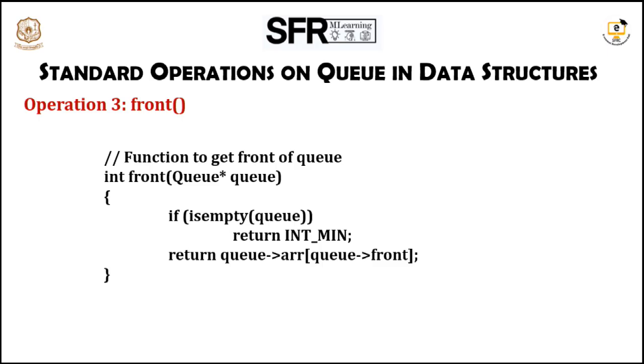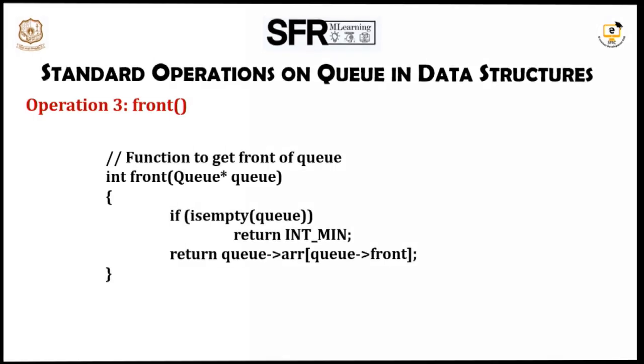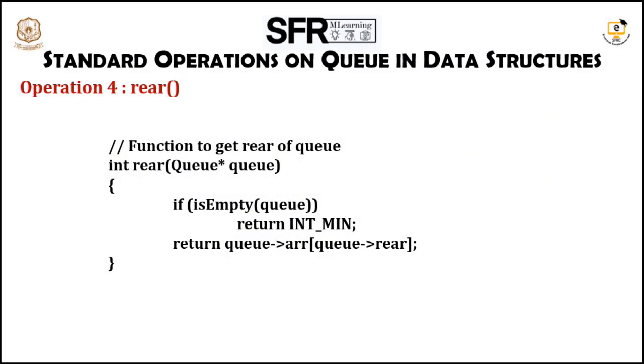Now let us see the front operation. The front operation is used to return the element at the front without removing it. The following steps are taken to perform the front operation. In the above example, if the queue is empty, return the maximum value, otherwise return the front value. Now let us see the rear operation. This operation returns the element at the rear end without removing it. In the above example, if the queue is empty, return the minimum value, otherwise return the rear value.